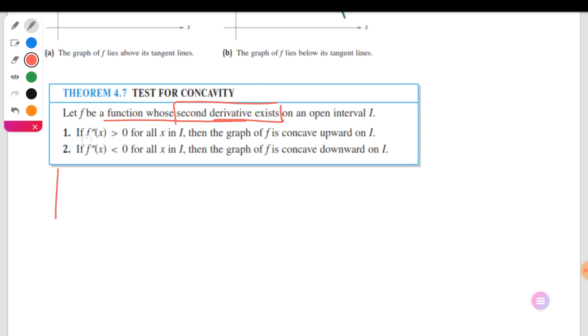If the second derivative is greater than 0, meaning positive, for all x in this interval, then the graph of the function f is concave upward on this interval. If the second derivative is less than 0 for all x in this interval, the graph is concave downward. I'll show you everything.